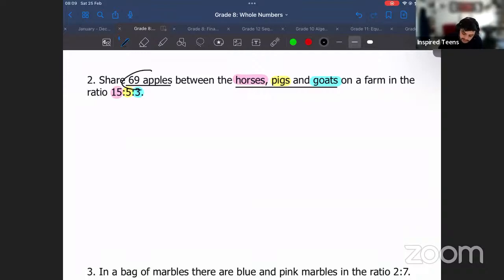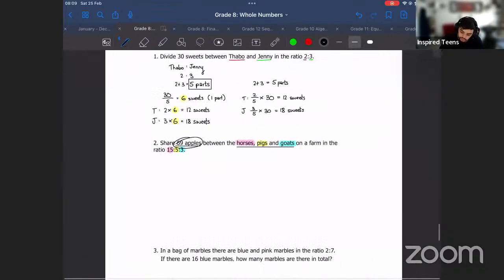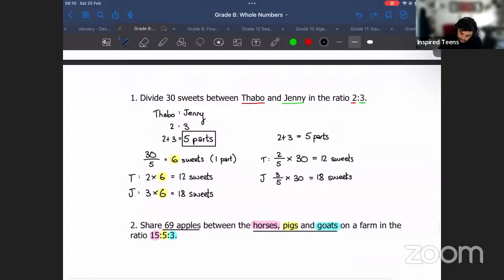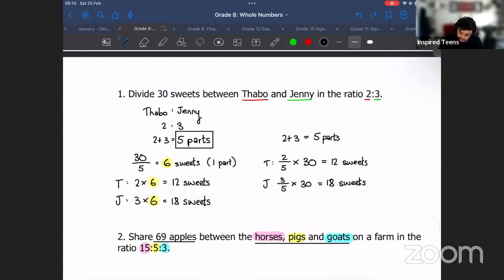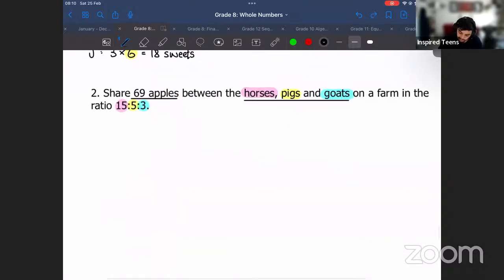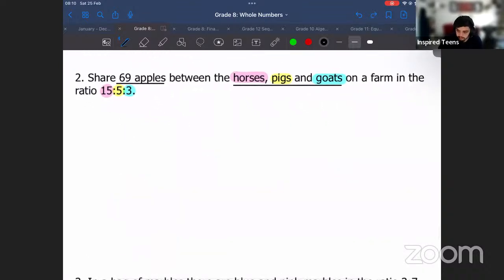So 69 is the total amount of apples. I'm going to take the second approach, I think maybe it's a bit quicker than this one: finding the value of one part and then multiplying it. So let's do the second method. Share 69 apples. I need to know, when I'm splitting it into these different parts, how much is the total amount of parts that I get? It's going to be 23 parts in total.